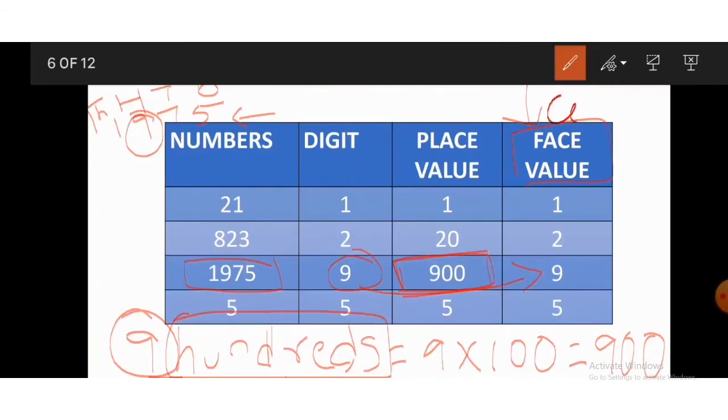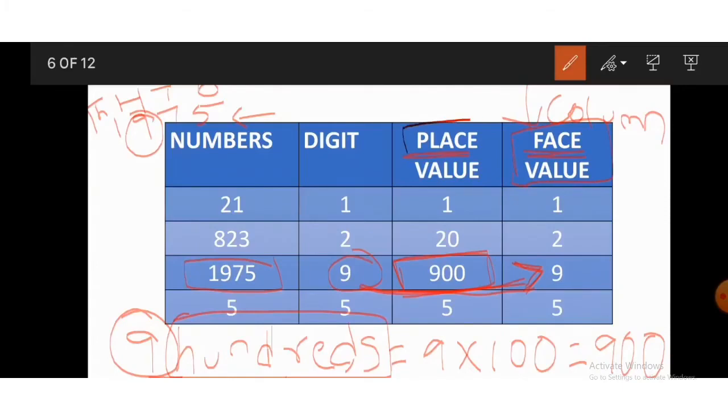This is a column. This is the face values column. So copy the same digit 9 into the face value. Face values are very easy, right? No work to be done. Just copy the same digit. Do not get confused between face value and place value, children.